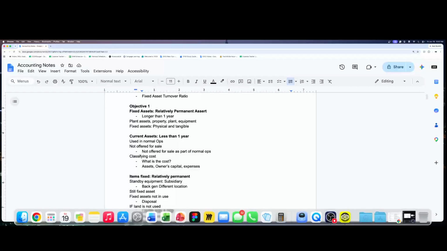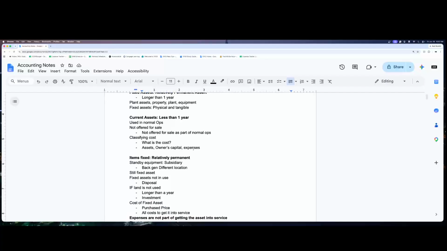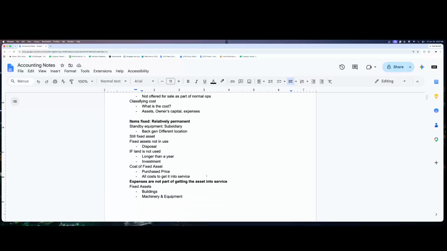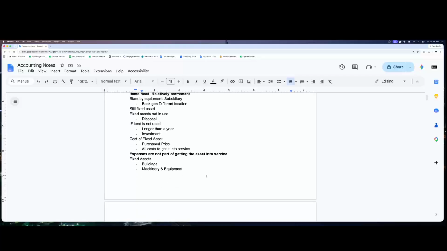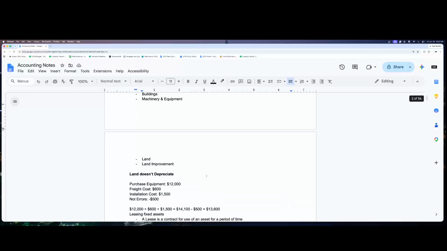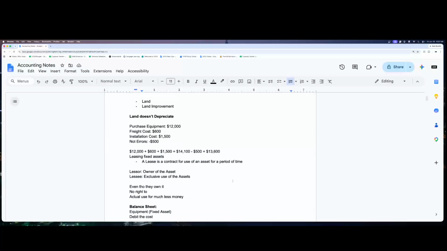These are permanent assets that are longer than a year. And current assets are things that are less than a year. These are assets that are used in normal operations. Fixed equipment, these are relatively permanent things. Expenses are not part of getting the asset into service. So how do you calculate the cost of this asset? How much does it cost to get into service?